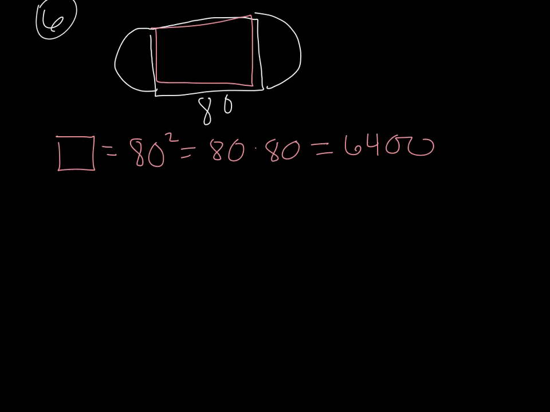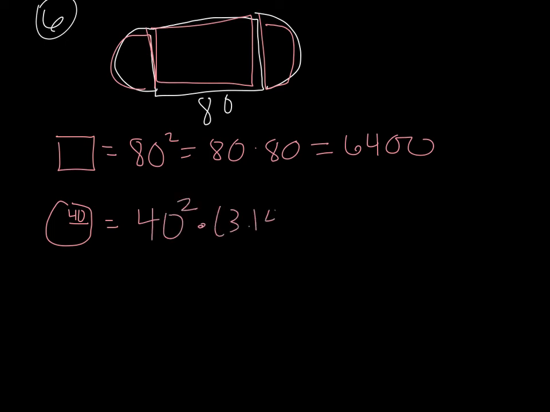Now if I look at, I have two semicircles. Two semicircles mean I have one full circle. So I have one circle. And the diameter of that circle, so this line right here is my diameter. The diameter is 80 because this would be a square. All the side lengths are the same. So that means my radius would be 40. So area of a circle is radius squared times pi. Now it says use 3.14 for pi.